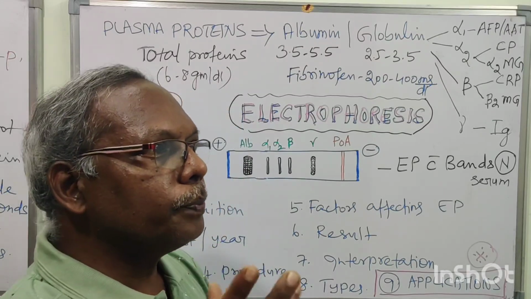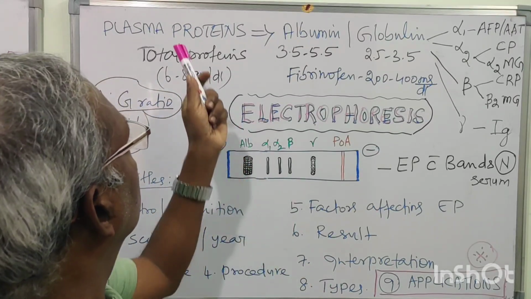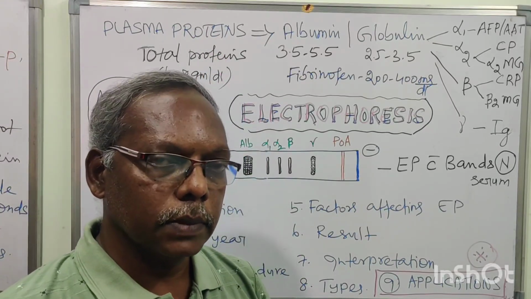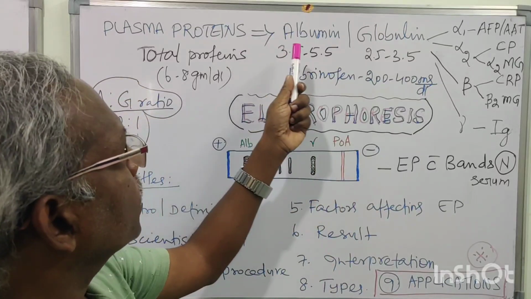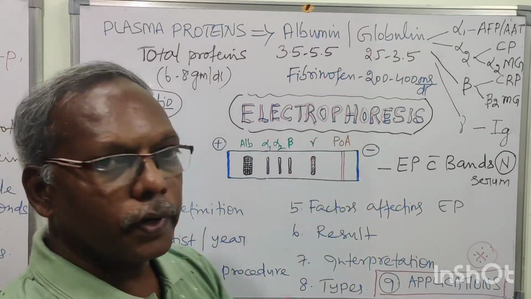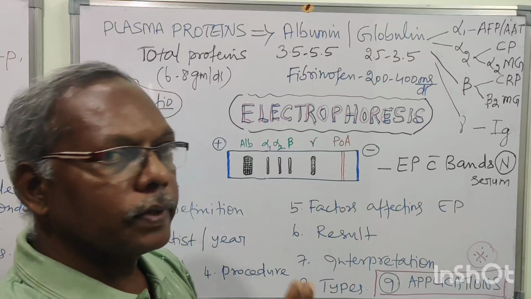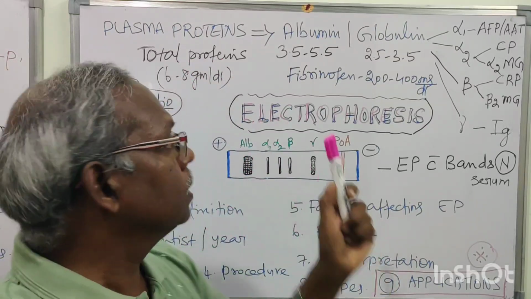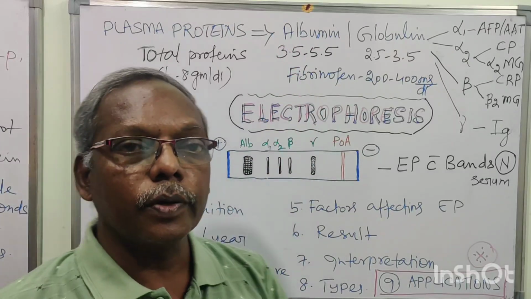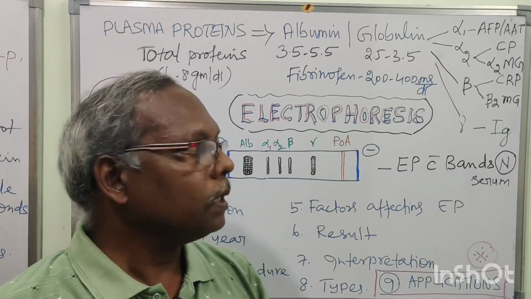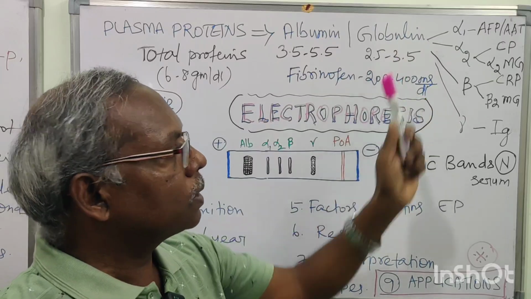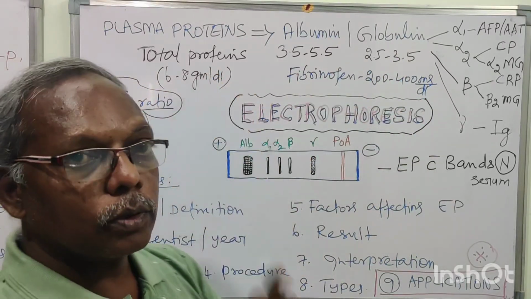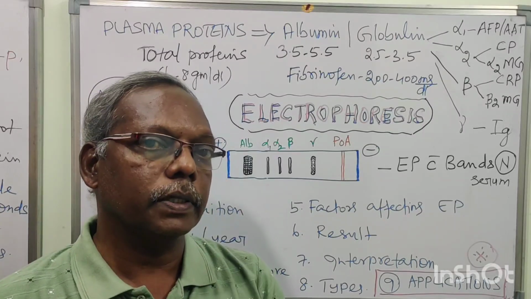Okay, so before going to the electrophoresis, name the plasma proteins. It is a very important viva question and also MCQ question. The plasma proteins are albumin, globulin and fibrinogen, right? We have some normal levels for all these, that is total protein 6 to 8 gram per dL. Here albumin is 3.5 to 5.5 grams per dL, whereas globulin is 2.5 to 3.5 grams per dL. If you add these two, definitely total protein will come. You should know the difference.